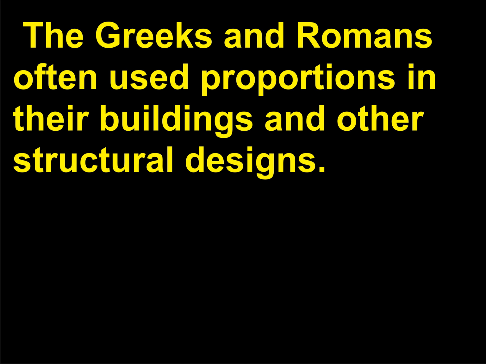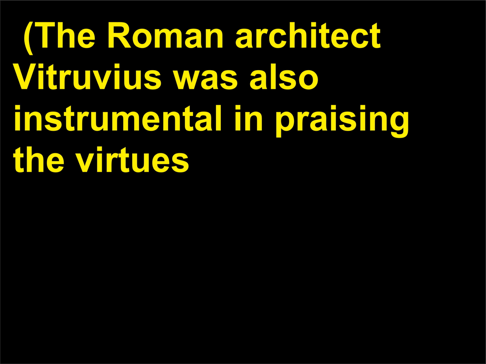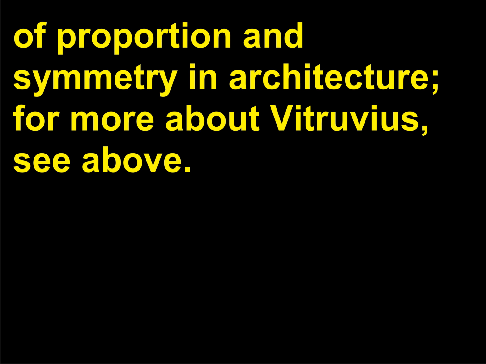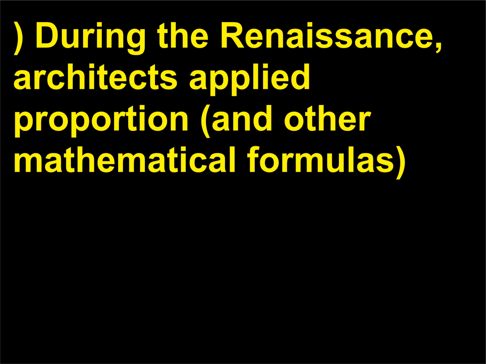The Greeks and Romans often used proportions in their buildings and other structural designs. The Roman architect Vitruvius was also instrumental in praising the virtues of proportion and symmetry in architecture. For more about Vitruvius, see above. During the Renaissance, architects applied proportion and other mathematical formulas to produce aesthetically pleasing buildings, beauty that still holds true today.